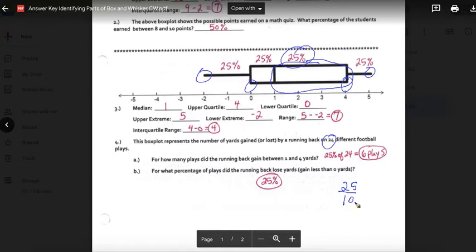Remember, percent's out of 100. And if it's out of 24 plays, I want to know what 25% of that is. So x over 24. So you could have solved a proportion, or if you know what 25% of 24 is, you could have figured it out that way. Or 25% is 1/4, so you could have figured out 1/4 of 24. There's so many different ways you could look at that. And it says, for what percentage of plays did the running back lose yards, gain less than 0 yards? That's this part right here, which is 25%.